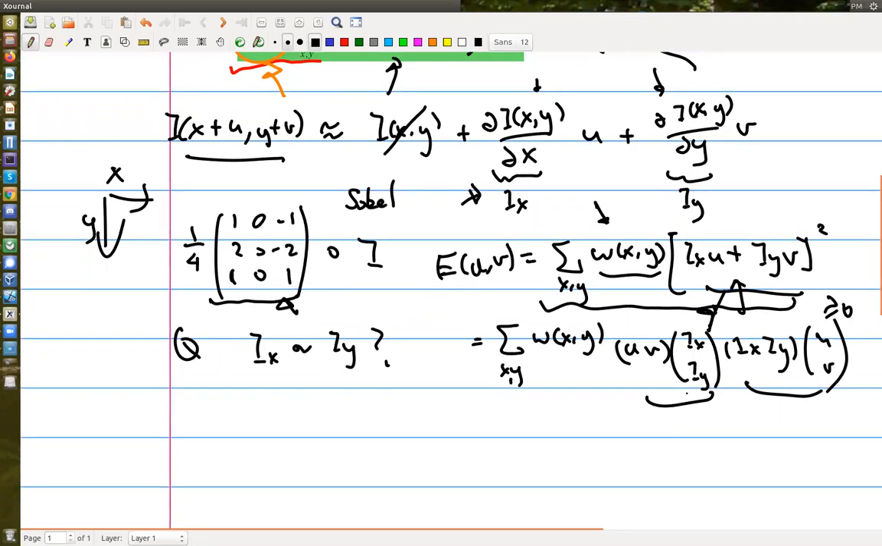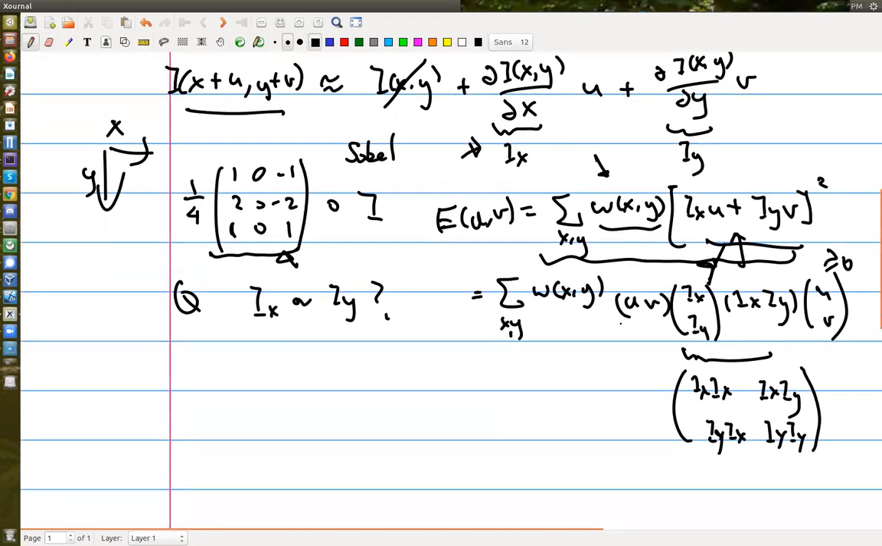But if I write it like this, I have a matrix here. The thing in the middle here is actually just a matrix with Ix, Iy, Ix, and Iy, right?